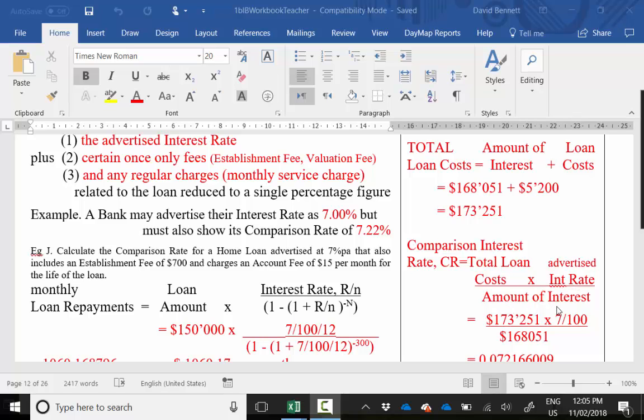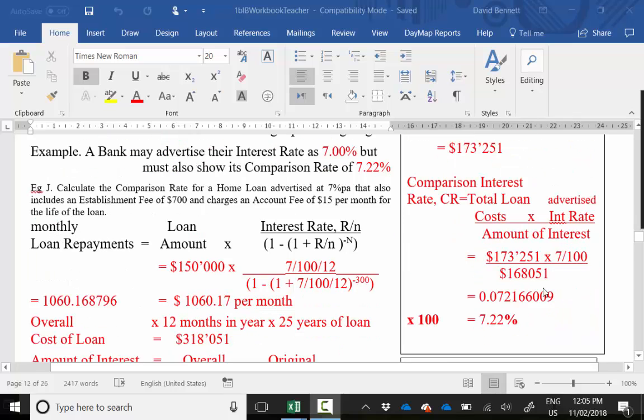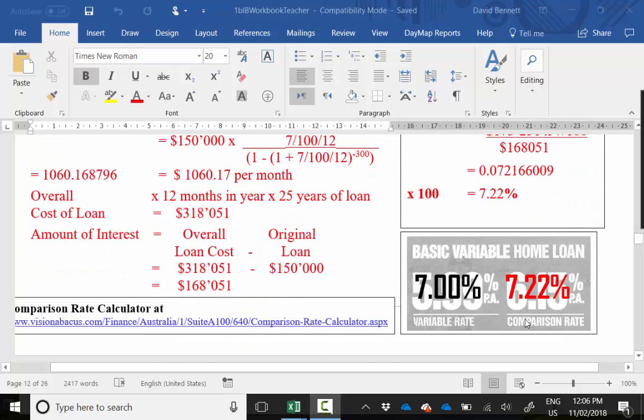So our true comparison rate is the total cost times our interest rate divided by the amount of interest. When we do that calculation, we get 7.072, which is really going to give us 7.22%.